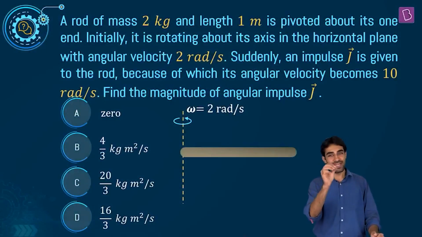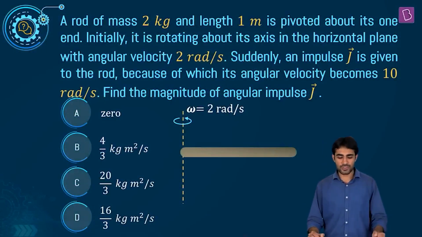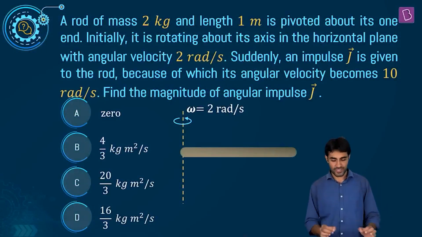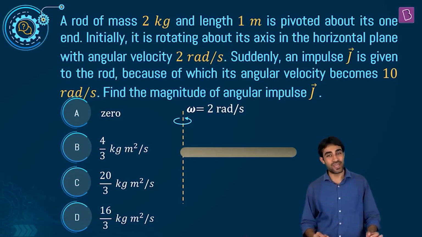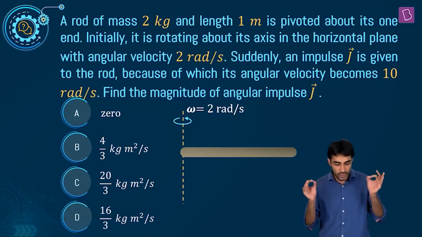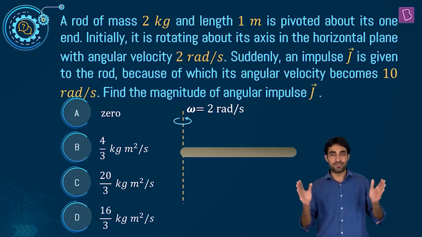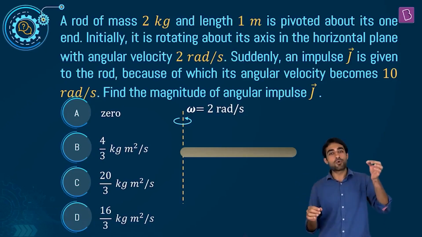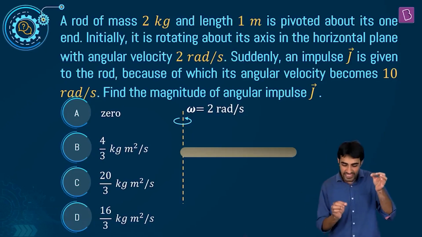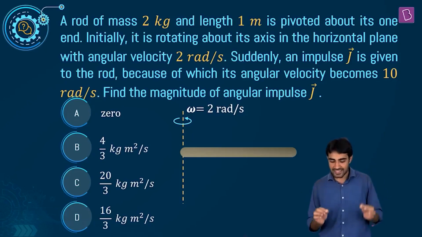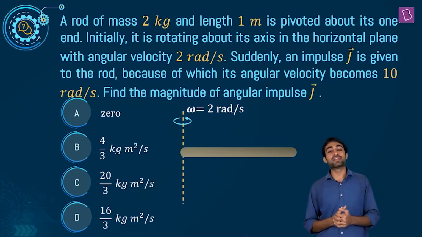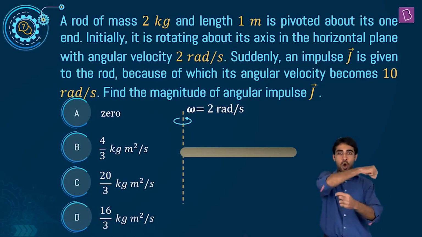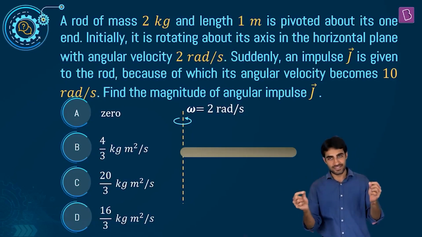This question is based on angular impulse. Question says, a rod of mass 2 kg of length 1 meter is pivoted about its one end. So here we have a really heavy rod, 2 kg, and its length is 1 meter. And we pivot it about its end. Initially it is rotating about its axis in the horizontal plane with an angular velocity 2 radian per second. So this rod is rotating in the horizontal plane with 2 radian per second.